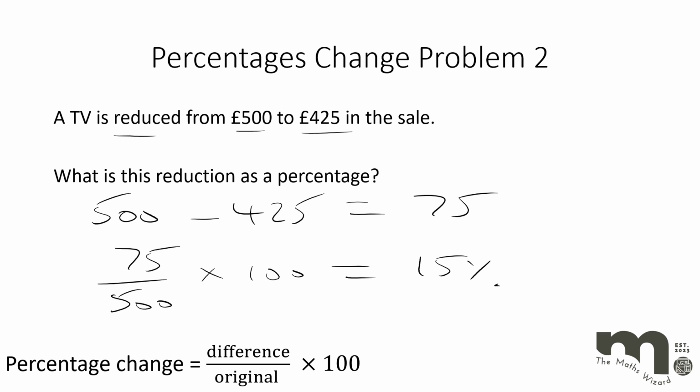So it's gone down by 15%. Now be really careful on this bit here. Sometimes I've seen people write the new value, so do not write 425 here, because then you're working out 75 as a percentage of 425, not as a percentage of 500. So just be really careful with that.